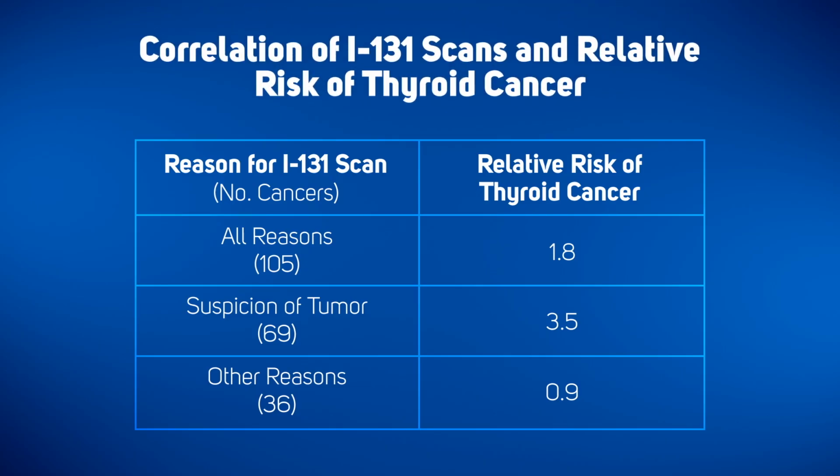Here are the relative risks separated by the reasons why the exams were performed. All reasons, a significant 1.8 relative risk. Suspicion of a tumor, a whopping 3.5 relative risk. Other reasons, a low 0.9 relative risk or no excess risk at all. A relative risk of 1 indicates no elevation in risk. So once the patients with a suspicion for thyroid tumor were excluded, the purported high risk disappeared.